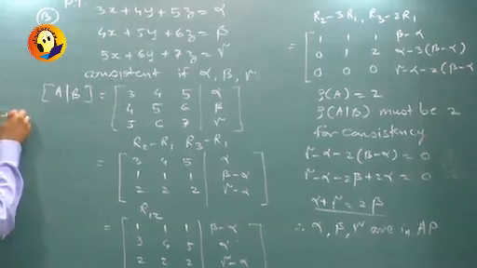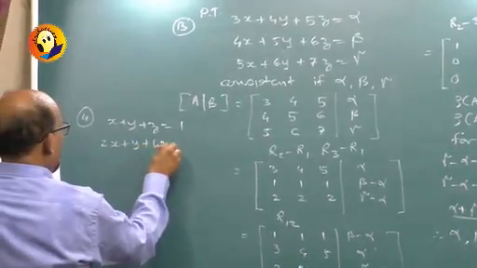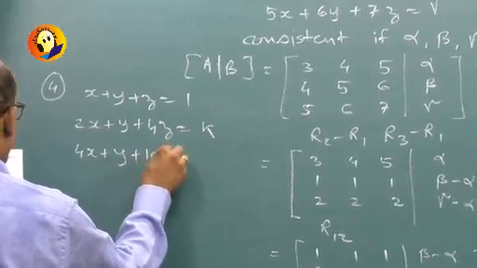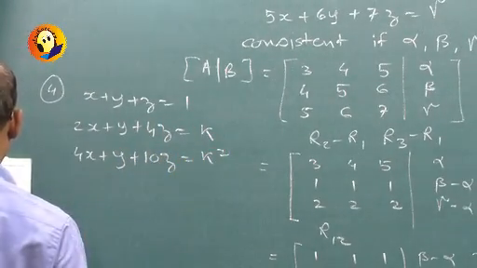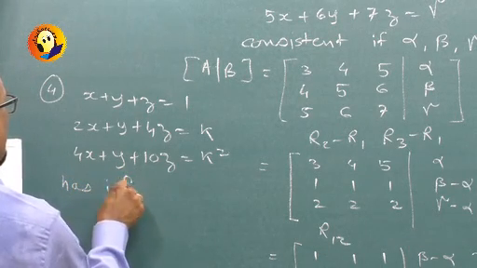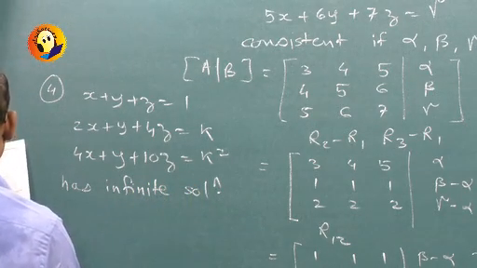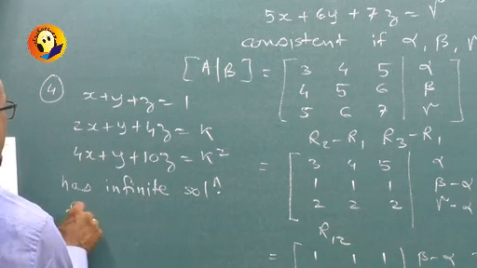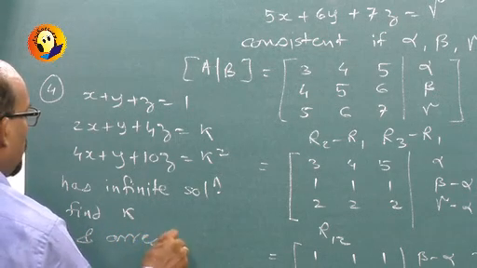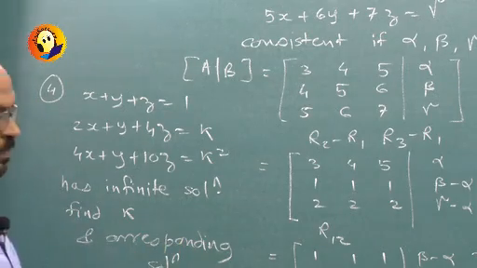X plus Y plus Z equal to 1, 2x plus y plus 4z equal to k, and 4x plus y plus 10z equal to k square has infinite solutions. Find k and the corresponding solutions. That is the next problem.